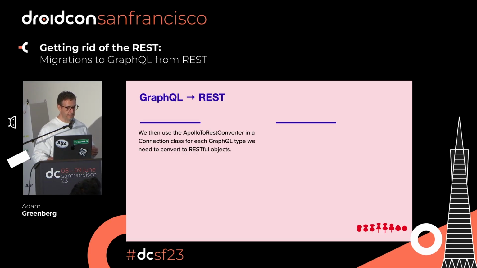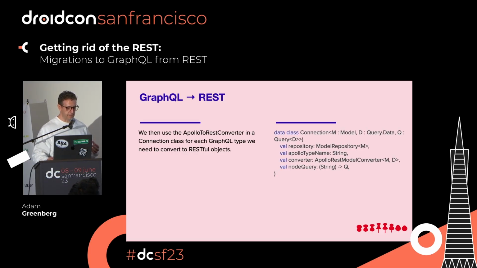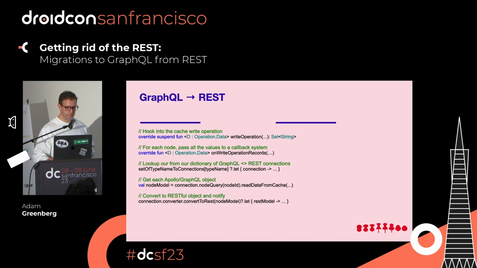And then basically take a REST converter that allows us to take our repository, take the type name, the converter, and the query for each of these and map these into some sort of dictionary lookup. And then we register these at build time and then basically have information of all these mappings. So at a very high level, what this looked like was us hooking into the write operation for the normalized class, making a callback, looking up from our dictionary to convert the two of them based on the type name. Again, the type name's unique for each of these types. And then basically looking at that connection object, reading from the cache, and then converting it to REST.